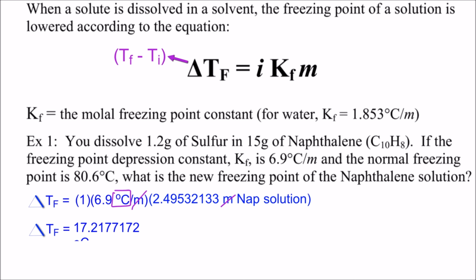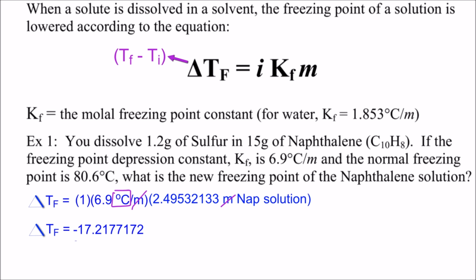Now, we need to find out what the new freezing point is going to be. There is one thing missing from this change in temperature, though. We know that the freezing point is lowered when we have a solution. We have freezing point depression. So this change in temperature here is a negative change in temperature. So let's go ahead and add that in.